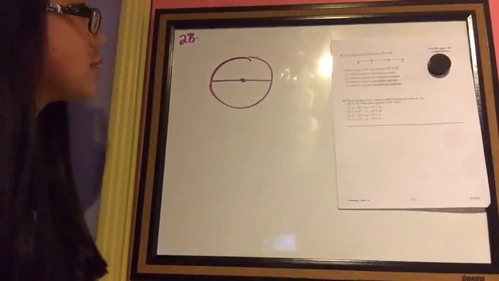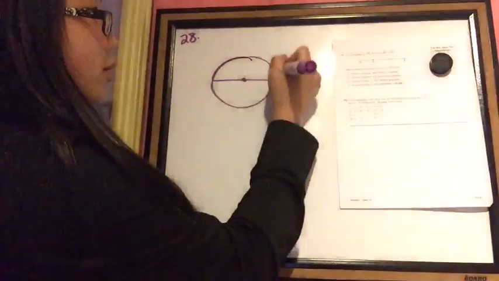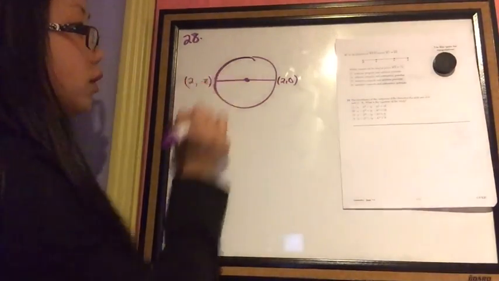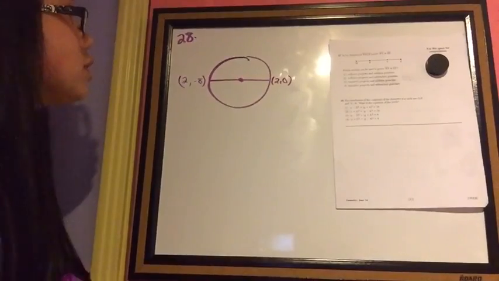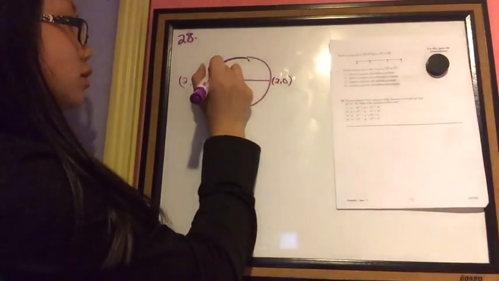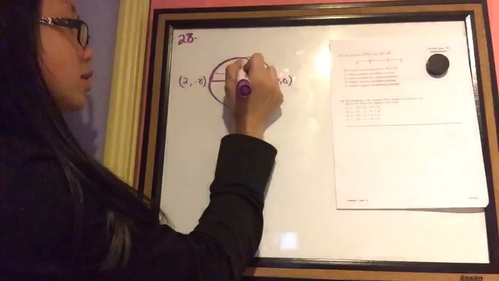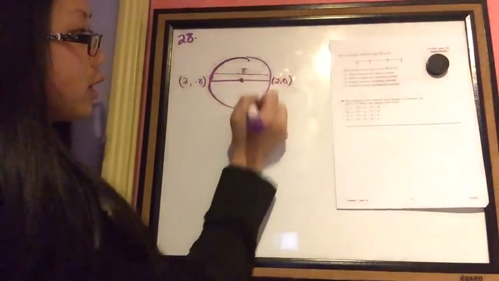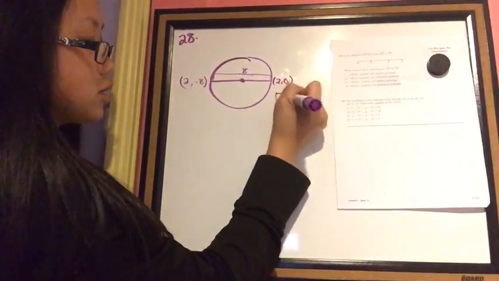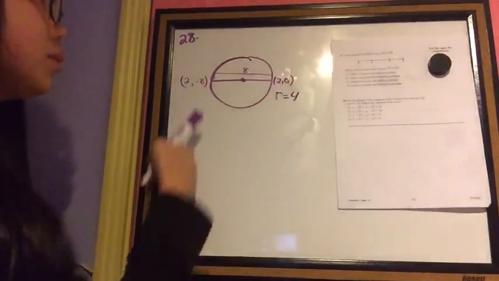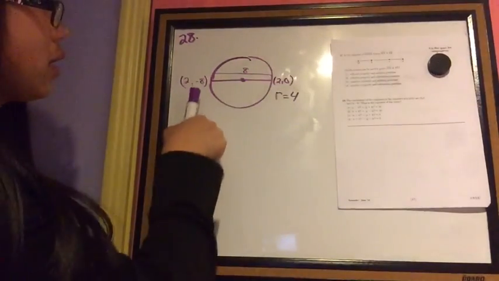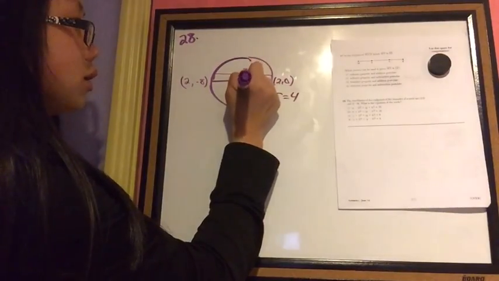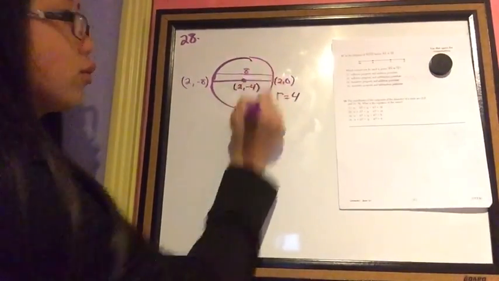So number 28 tells us that the endpoints of the diameter are (2, 0) and (2, -8). So we know that the distance between -8 and 0 is 8. So the absolute value is 8, which we can use to find the radius, because this 8 is the diameter and the radius is half the diameter. So the radius is equal to 4. Now, the point in between -8 and 0, the middle, would be -4. So the midpoint is (2, -4).